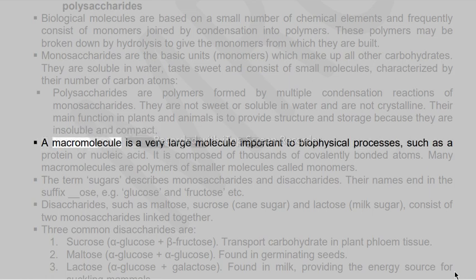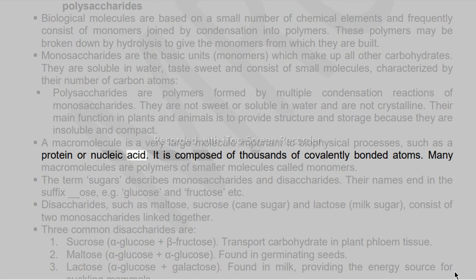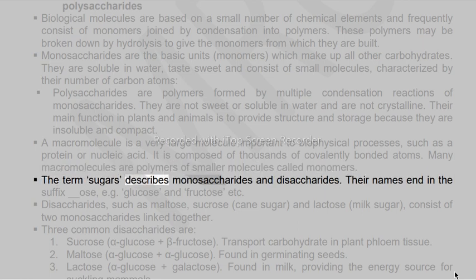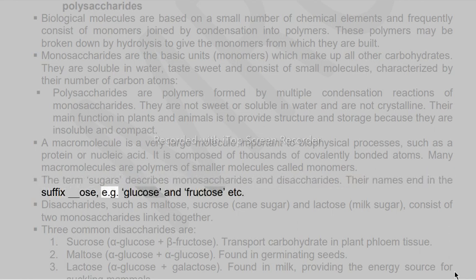A macromolecule is a very large molecule important to biophysical processes, such as a protein or nucleic acid. It is composed of thousands of covalently bonded atoms. Many macromolecules are polymers of smaller molecules called monomers. The term sugars describes monosaccharides and disaccharides. Their names end in the suffix -ose, e.g. glucose and fructose, etc.